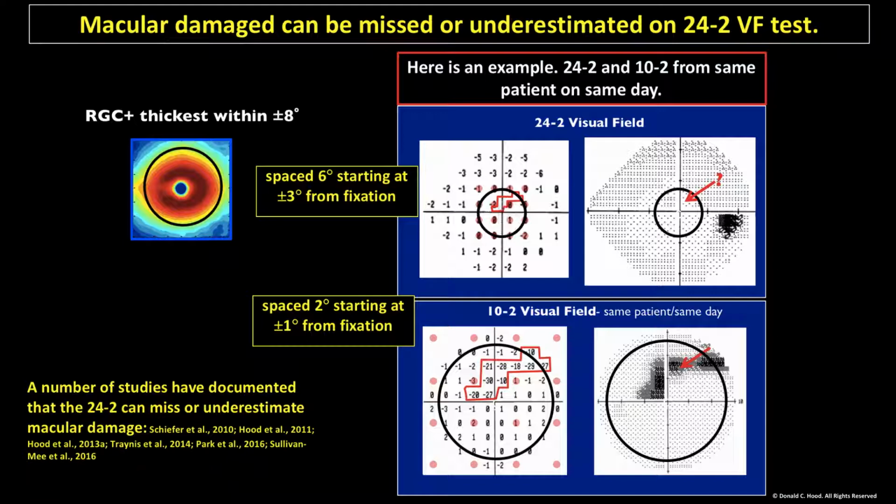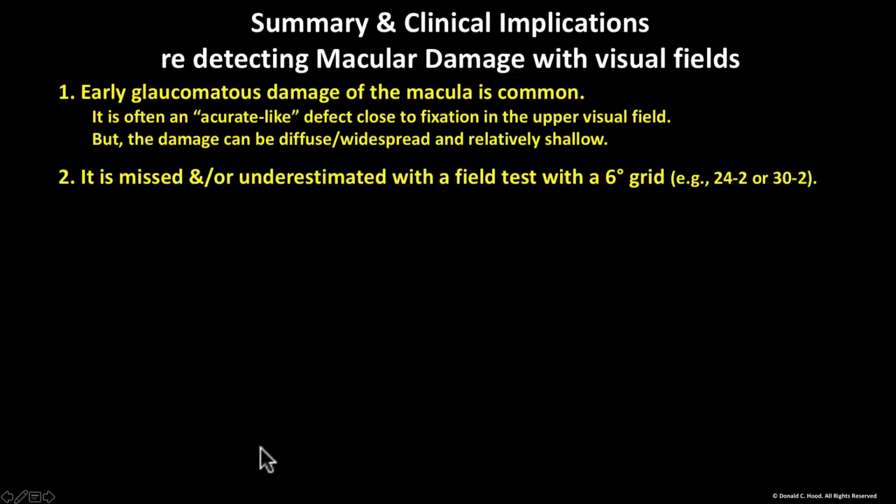Now, a number of studies have documented that the 24-2 can miss or underestimate macular damage, and I list a couple of them here. All right.